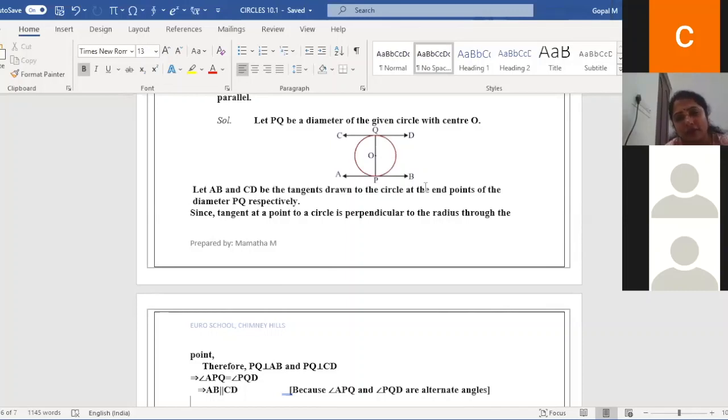Am I clear, children? Here I have taken directly APQ and PQD. These two angles I have taken, or you can take angle APQ equal to PQD, both equal to 90. Also BPQ and CQP, these two you can also take. Both are equal, both are equal to 90 degrees. And when both are equal, then I can say alternate angles are equal. When the alternate angles are equal, these two lines are parallel. In lines and angles, already we have learned alternate angles.